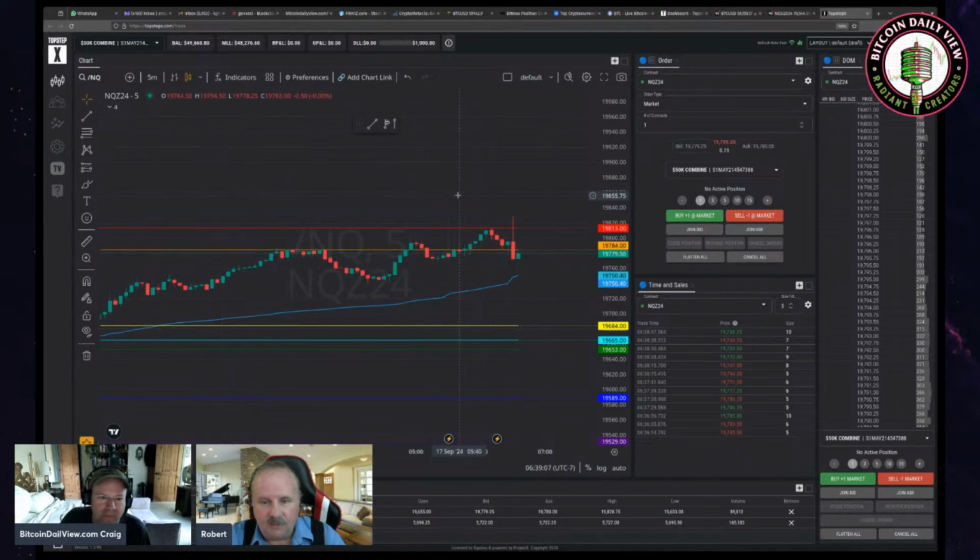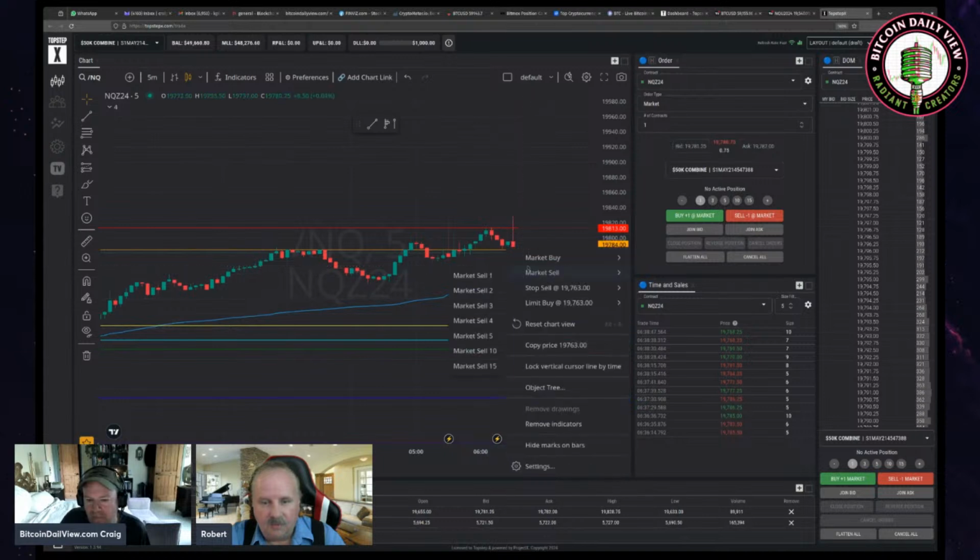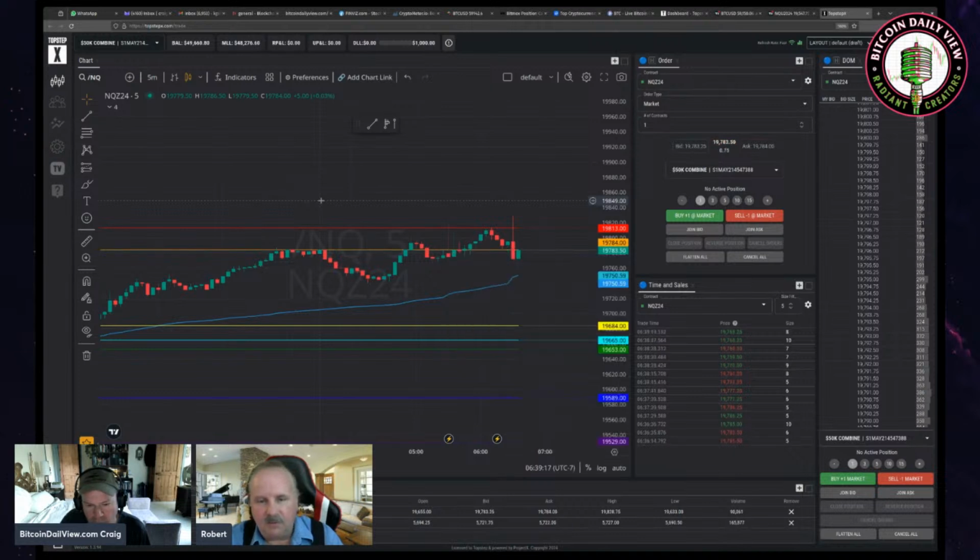The 15-second is trying to come out of Trendillo red, but I don't think I like it for a long. I'm just going to wait for a bit.